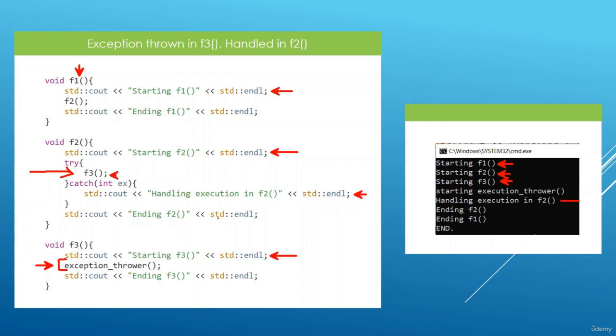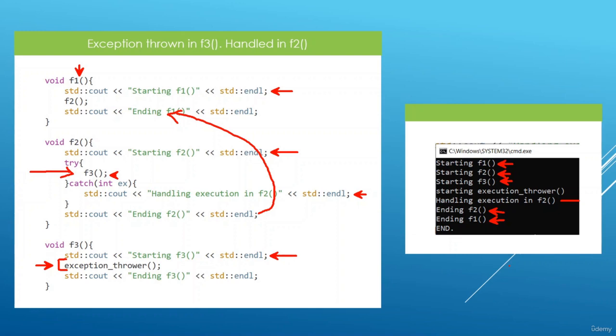F2 is going to end execution, and we are going to see that we are ending F2 here. And we are going to pass control to whoever called F2. That's going to go at this level here, and we are going to see that we are ending F1. And our program is going to end properly.